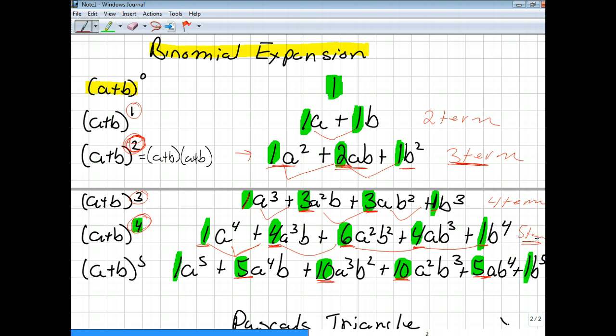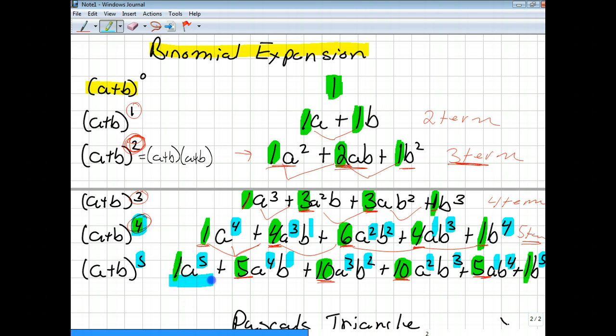The other thing that you should notice is the powers. So notice that this matches this 4, and this is 3, and this is a 1, so those add up to 4. 2 plus 2 add up to 4. 1 plus 3 add up to 4, and that's a 4. In row 5, it starts with a 5, then 4 and 1 add up to 5. 3 and 2 add up to 5. 2 and 3 add up to 5. 1 and 4 add up to 5.